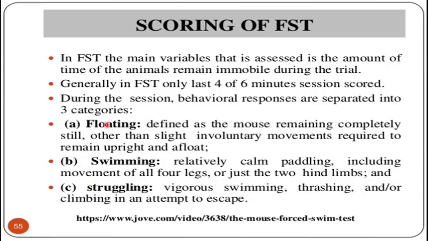Floating is described as when the mouse remains completely still, other than the slight involuntary movement required to remain upright and afloat. Swimming is recognized when the animal does calm paddling, including the movement of all four legs or just two hind limbs. Struggling or climbing is vigorous swimming by the animal, or the animal comes closer to the cylinder walls and climbs in an attempt to escape from the cylinder.